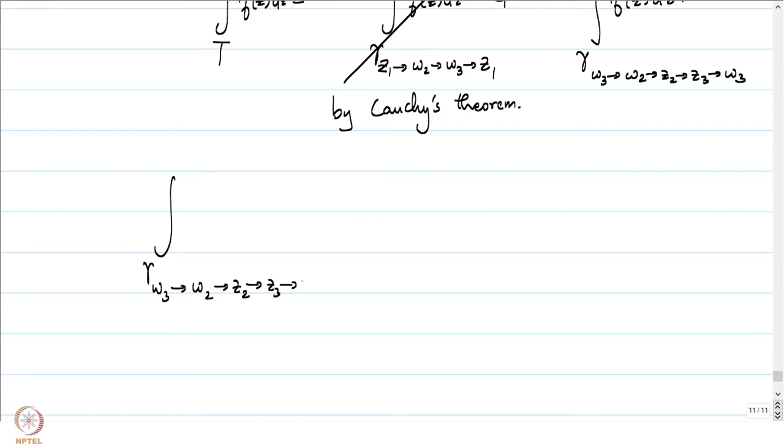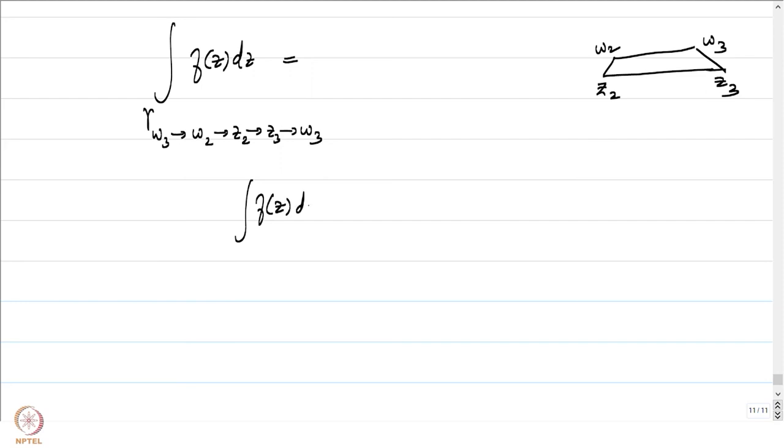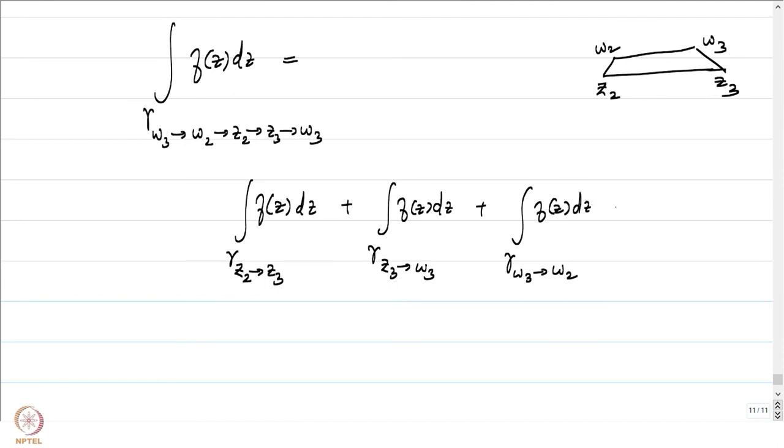Let me just draw it, this is the polygon we are interested in. We have a z2 here, there is a z3, there is a w3 here, there is a w2 here. So w3 to w2 to z2 to z3 to w3, of f(z) dz, and this is just the sum of the integrals over the various straight lines. This is from z2 to z3, plus the integral from z3 to w3, plus the integral from w3 to w2, and finally the integral from w2 to z2. This is precisely what this integral is going to be.